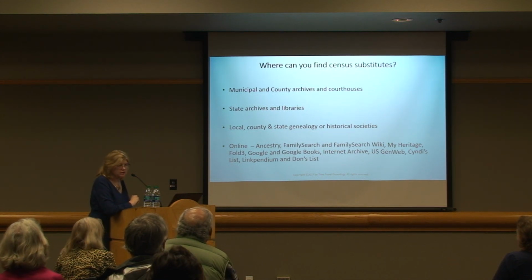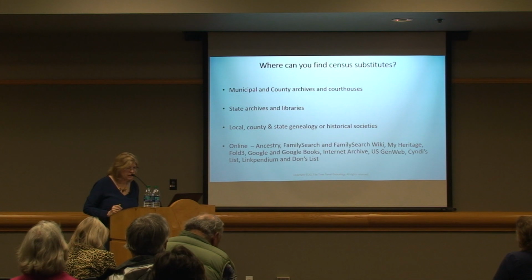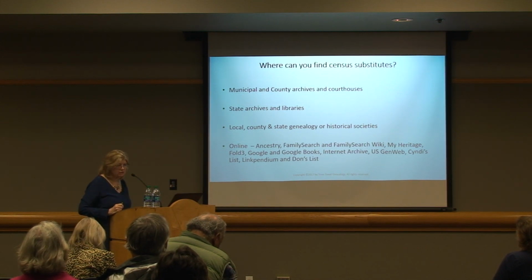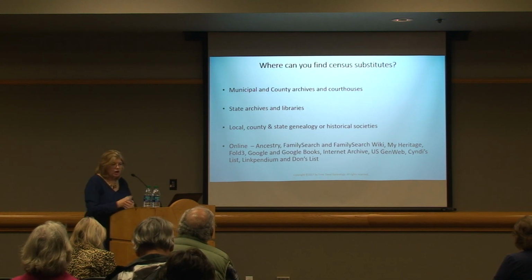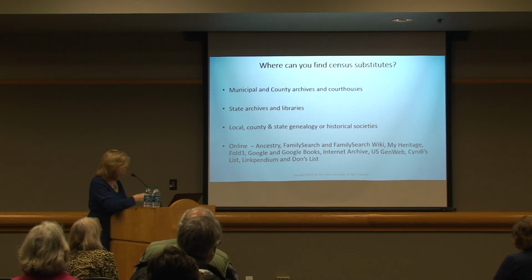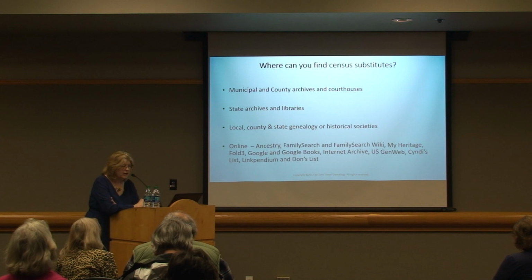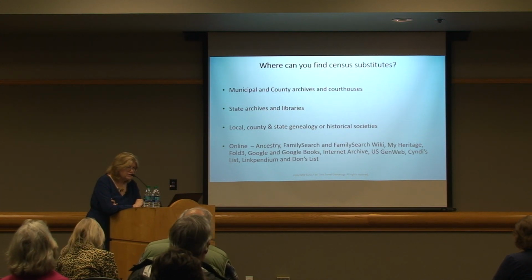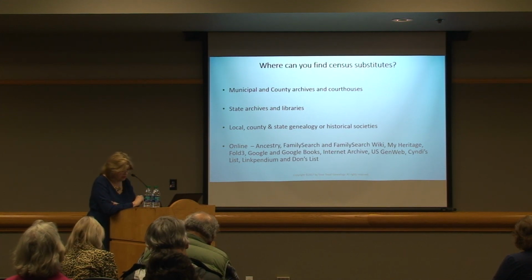If they are not kept at the county level, then you're going to try the state archives and state libraries, because they may have been sent here. And the information about Thomas is a perfect example, because that was kept at the state archives here in Sacramento. You also will find information on prisons, schools, orphanages, and asylums at state archives. Your local, county, and state genealogy or historical societies may have copies of records that were produced in that area. And that could include asylums, orphanages, and school records.